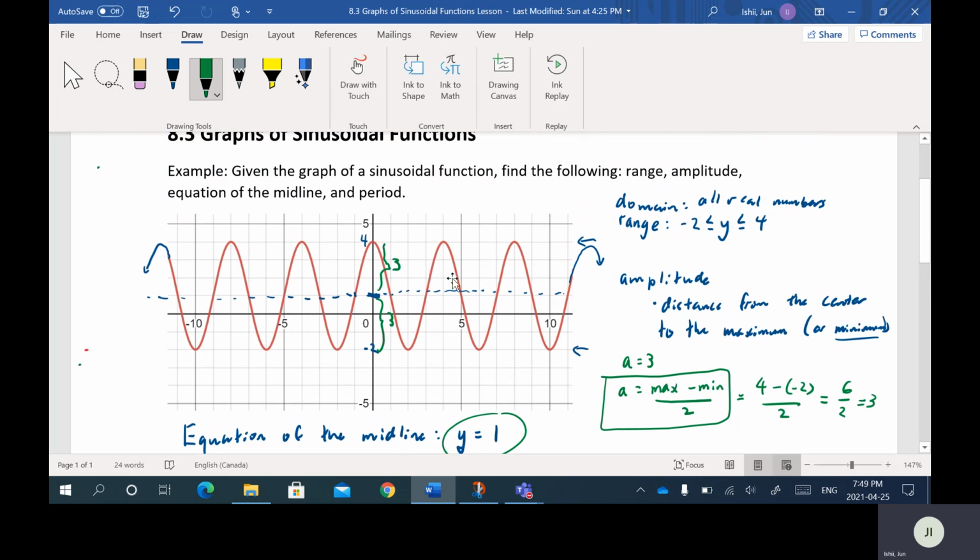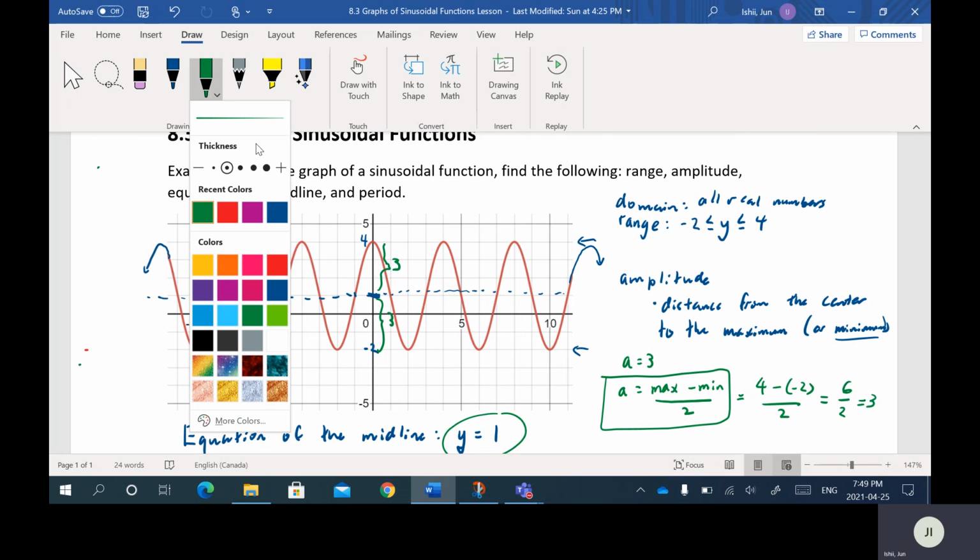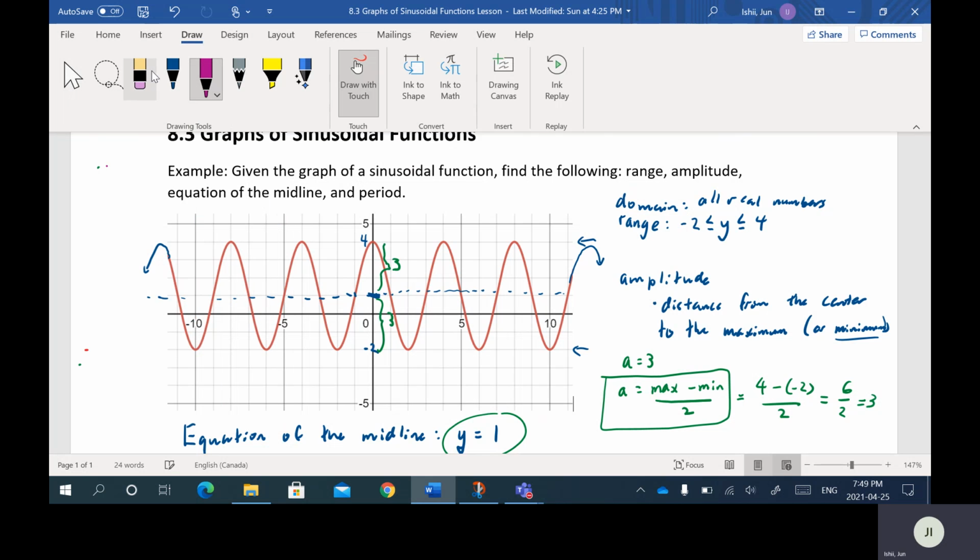Now, the last thing that we need to find is something called the period. To find the period, the period is basically the length of one cycle. What I mean by cycle is, notice here that it starts at the top, and then it goes down and then back up. This would be the next maximum. The distance from this maximum to this maximum is called the period.